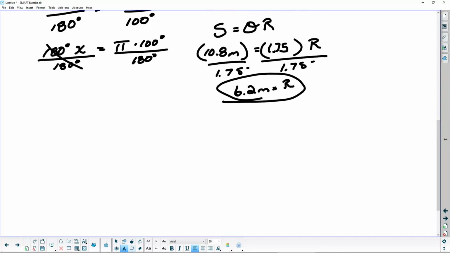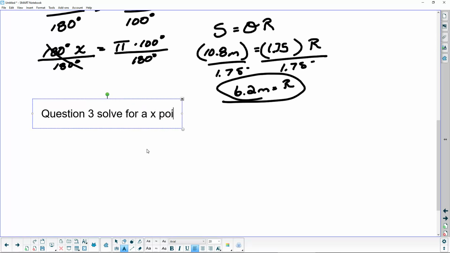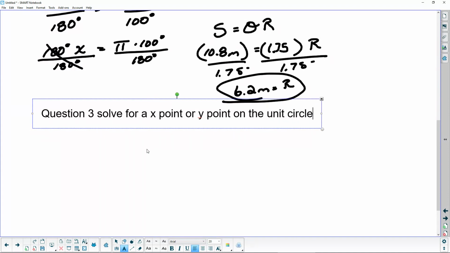Okay, so question number 3 is going to be checking to see if you can solve for a missing point on the unit circle, a y or an x. So in question 3, you're going to solve for an x point or y point on the unit circle. And that's going to be worth 2 again.